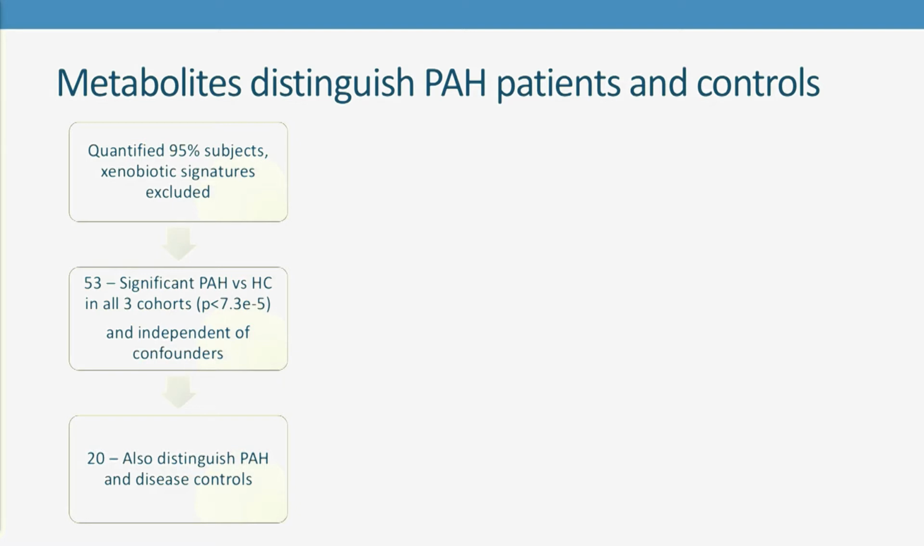We were also able to show that this was independent of confounders such as BMI, creatinine, and bilirubin, so liver and renal function. And then we went on to show that 20 of these metabolites were also distinguishing these patients from the disease controls. So the patients that were referred to the same service could actually be distinguished from those that went on to get a diagnosis of PAH, again, in all 3 cohorts.